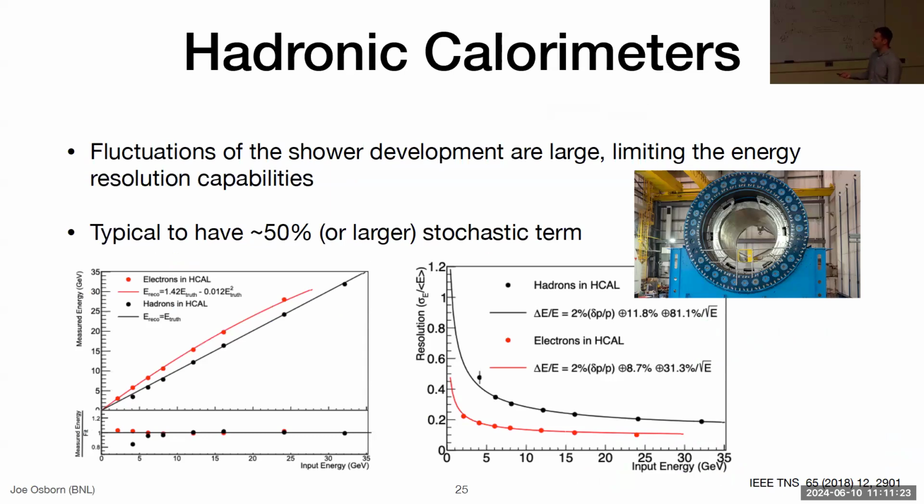You can see this again in this sPHENIX test beam type scenario. This plot on the left again shows the energy linearity, and the plot on the right shows the energy resolution for both electrons and hadrons in the H-Cal.